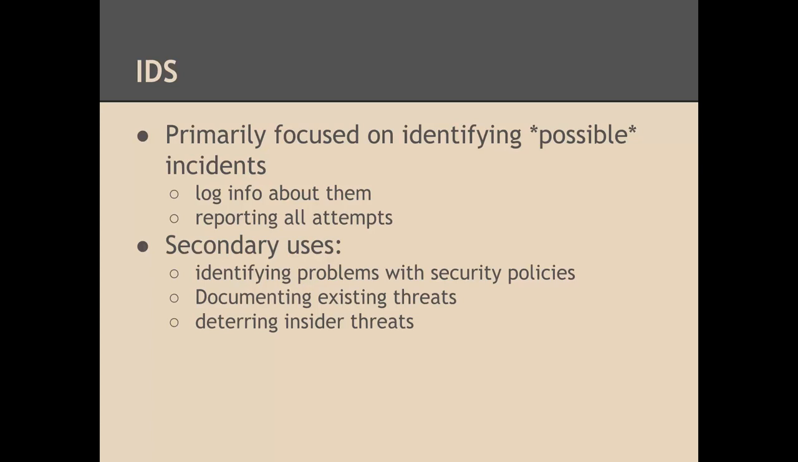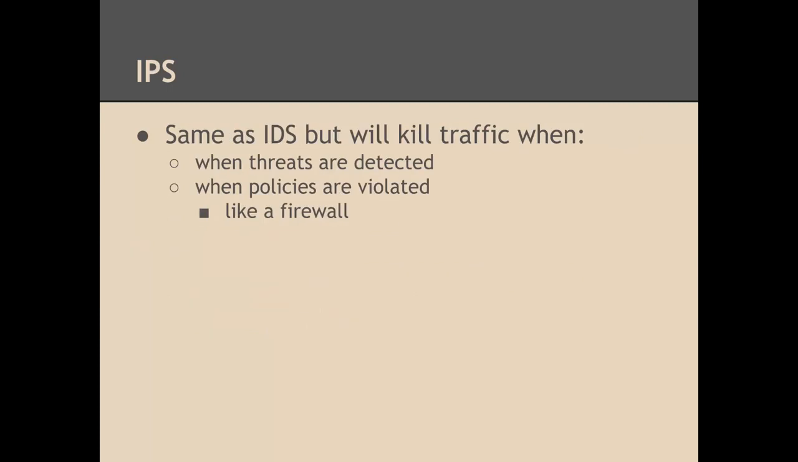As a secondary use, IDSs are very commonly used to detect whether systems are misconfigured. Out of the box, most IDS systems are configured to detect common misconfigurations of routers, of web applications, and etc. As well as IDSs provide automated documentation of existing threats and existing attacks on the network. They do deter some threats, insider threats. That bullet point is a little old. I wouldn't talk much about that.